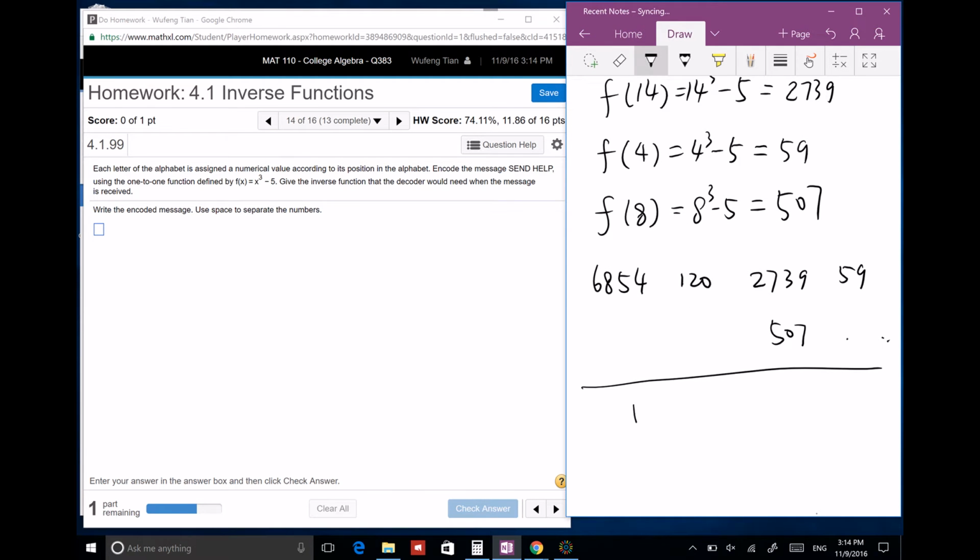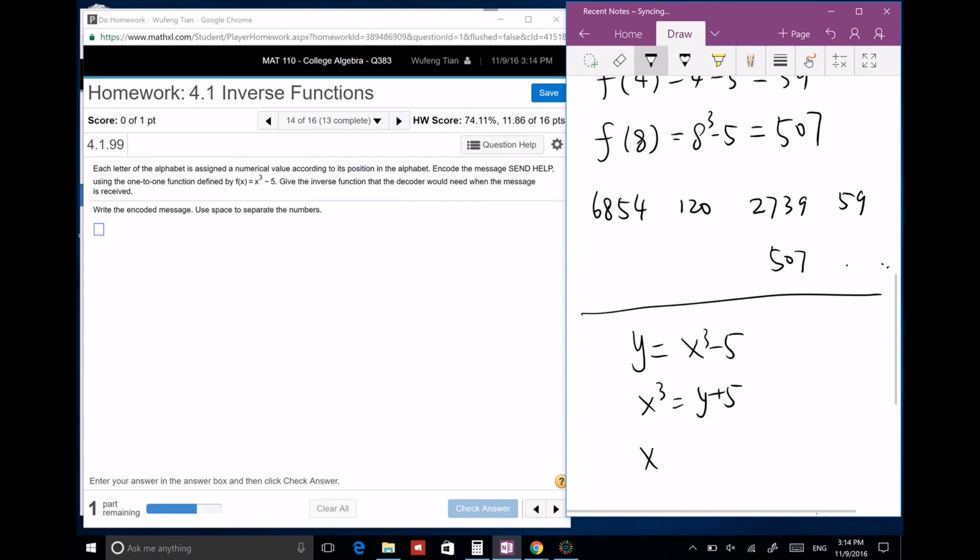To solve the inverse function, you have y equals x cubed minus 5. Take the inverse: x cubed equals y plus 5, and x equals the cubic root of y plus 5. So the inverse function is going to be the cubic root of x plus 5. Okay.